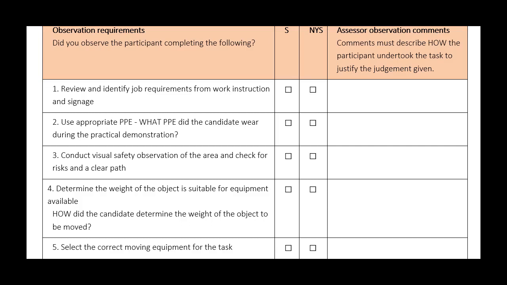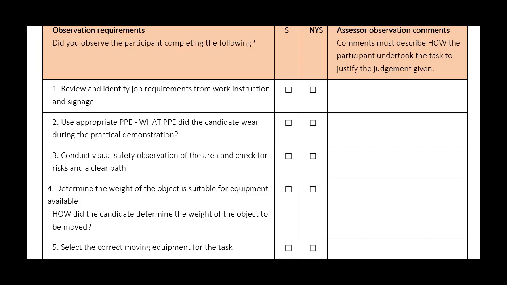So it's about you observing how the participant undertook the task. Did they do it confidently? Did they do it with hesitation? Did they perform the task out of order? Did they follow the instruction perfectly? Were they confident? Were they lacking confidence? These are all some of the things that you could write.